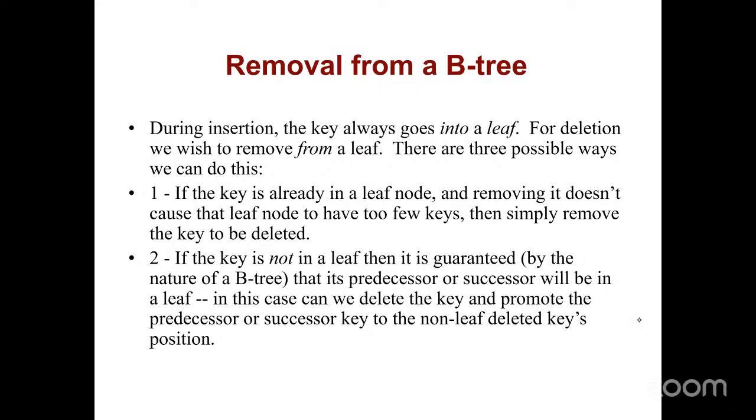And now, if the key is already in a leaf node, these are the two points, all of you write. During insertion, this one; there are 3 possible ways we can do this in deletion. What are the 3 possible ways in deletion? All of you write these 3 possible ways.